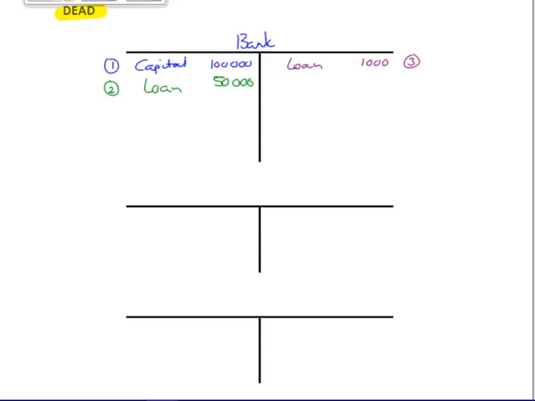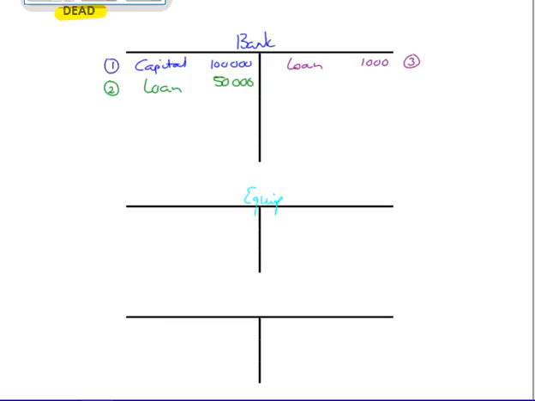All right, let's go and buy some equipment. Let me just choose another color. Let's buy some equipment for cash. Bank and equipment, do you agree? So let's open an equipment account. Ooh, that's a good one. Okay, so bank and equipment.